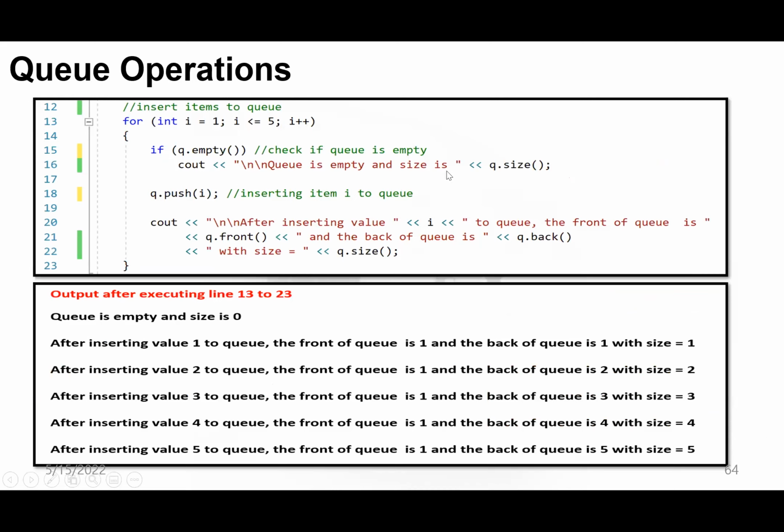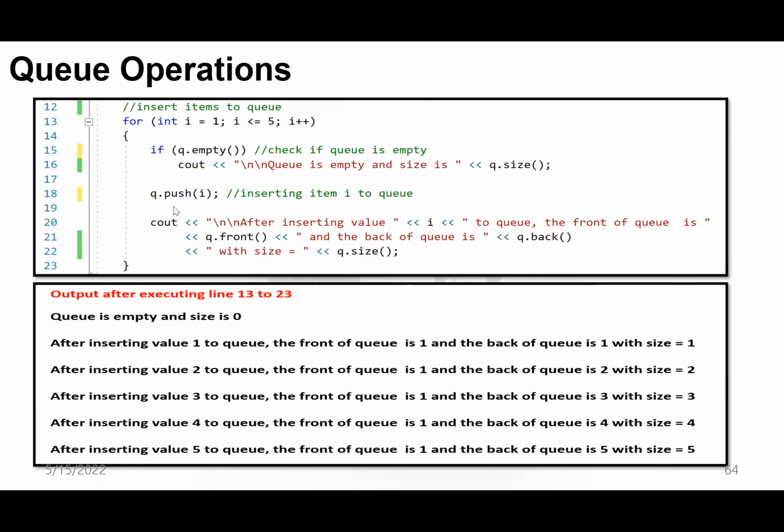Then let's look at how I can enqueue, or insert, some items into the queue. I will use a for loop where I insert, let's say, integers from 1 to 5 into my queue. Inside the for loop, if I find that my queue is empty, I will print it out so that I know the queue is empty. Then when I first insert the first item, I can see what is inside, and so on.